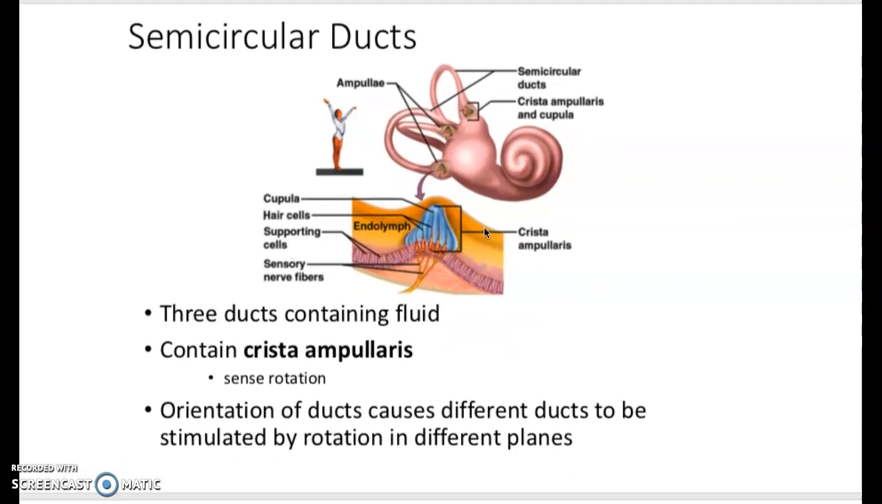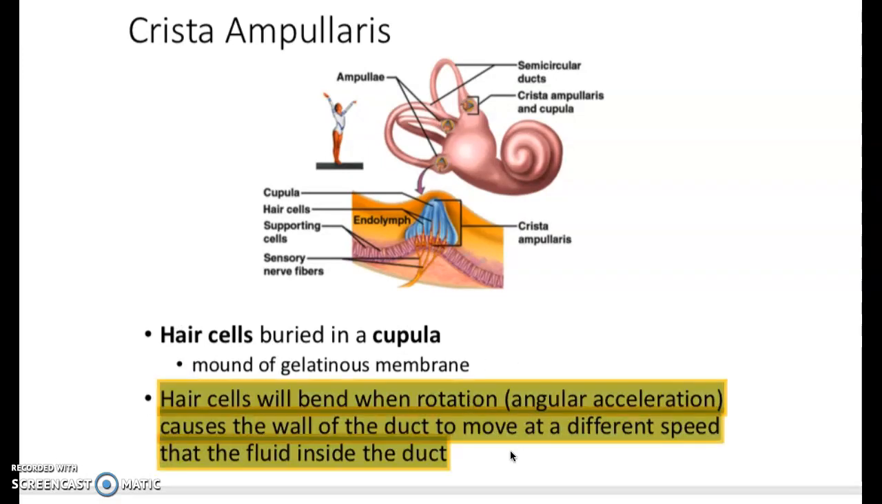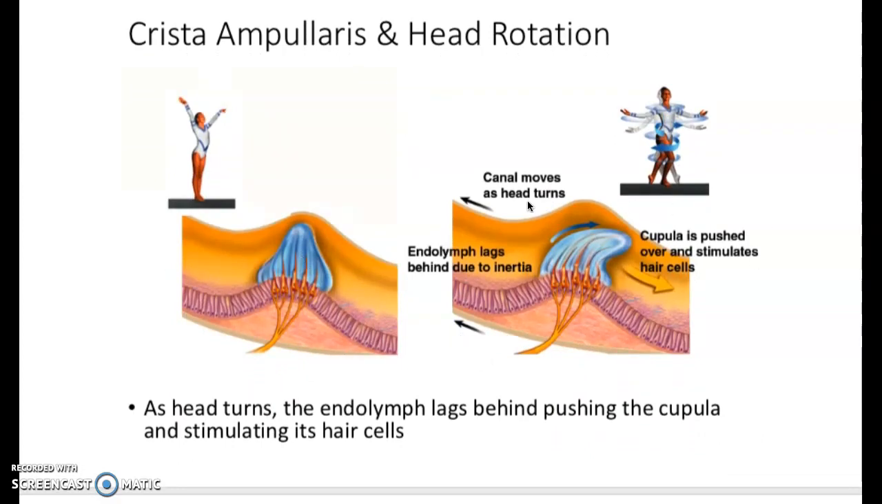Semicircular ducts have fluid in them, and they're helping to sense rotation. So you can spin around in circles, and this is the part that's going to sense that rotation. So here the hair cells bend with rotation, and that causes the wall to move at a different speed than the fluid. So it causes that rotation and triggers different cells to bend. So you can see here, as she's turning, this is kind of pushing the fluid one way versus the canal is going the other way. That's causing the action potentials here in the hair cells.